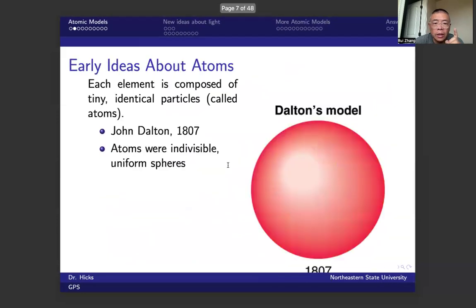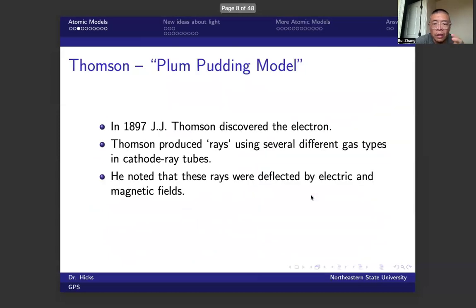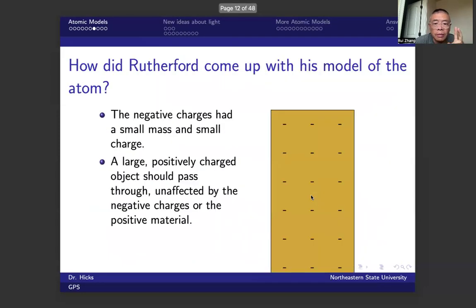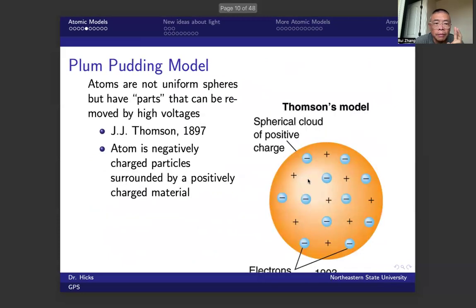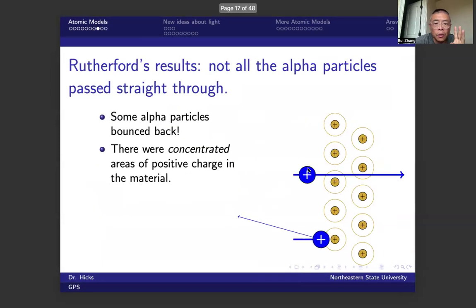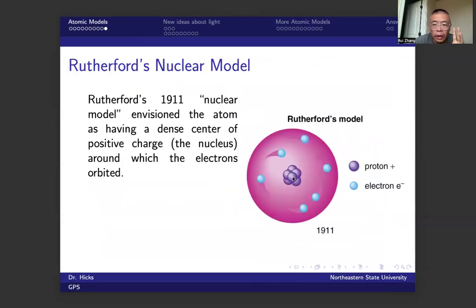Again, I want to go back. The first stage was Dalton's model: the atom is a uniform sphere. The second stage is Thomson's model, the plum pudding model. You have electrons that are point-like particles, like plums in the pudding of a positive background. The third step is Rutherford's model, the nuclear model. You have all the protons concentrated in the middle, which we call the nucleus, and electrons rotating around the nucleus.